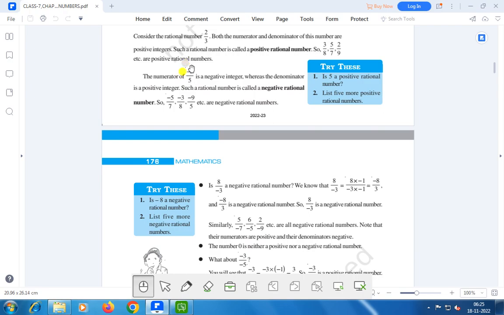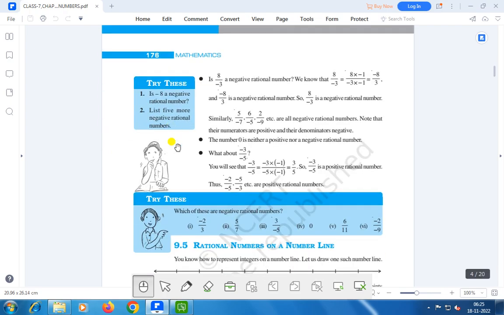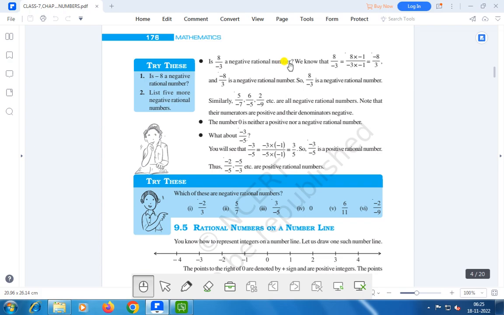The numerator of -3/5 is a negative integer, whereas the denominator is a positive integer. Such a rational number is called a negative rational number. -5/7, -3/8, -10/5, etc. are negative rational numbers. Is -8/3 a negative rational number? Yes, it is a negative rational number, right? So -8/3 is a negative rational number.